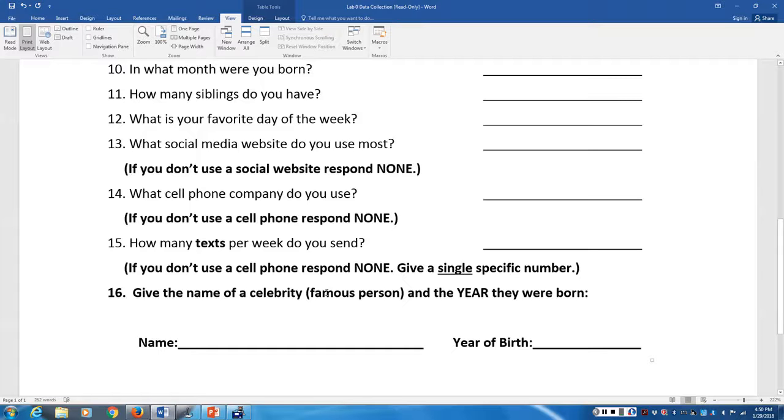And then number 16, think of somebody famous. I didn't say it had to be a singer. I didn't say it had to be an artist. I didn't say who it had to be. Just somebody that's famous for whatever reason. And Google their name and find out what year they were born in. Give me their name and the year of their birth. We're going to use that for something before we take our first exam.